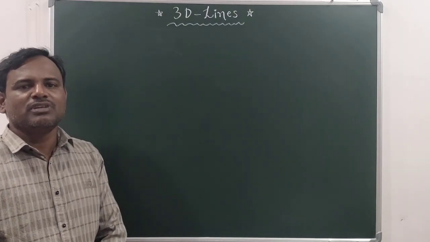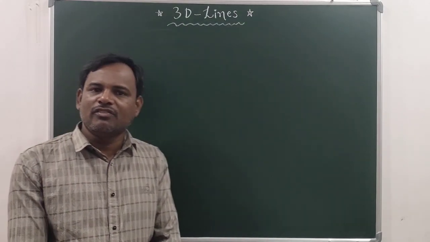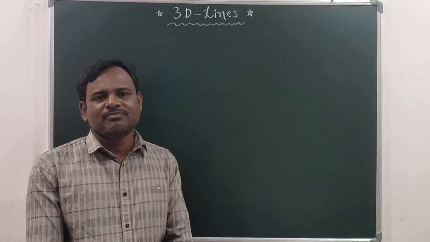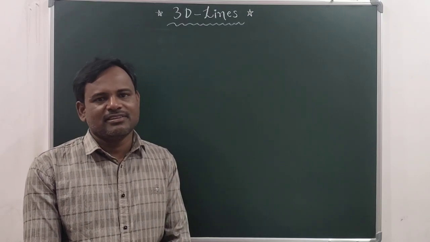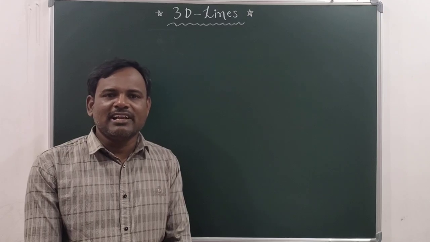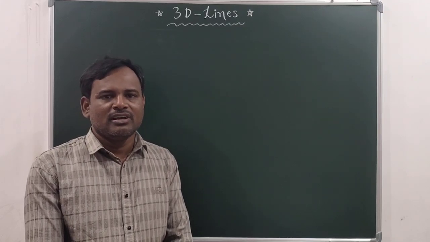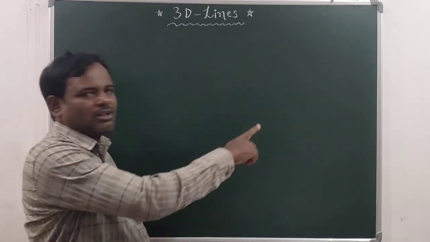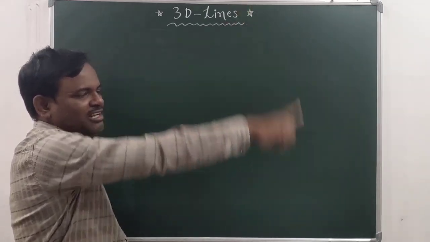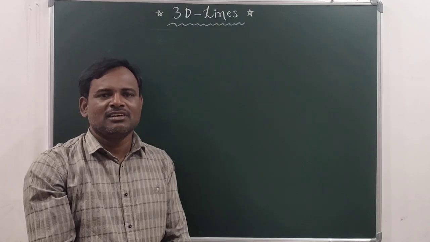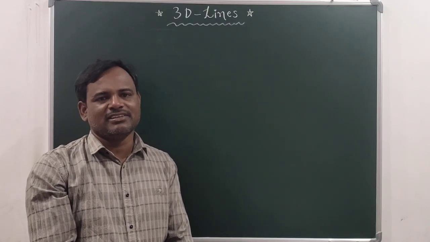If you want, observe any two consecutive walls of your room. How are they intersecting? Along a line. You call that line the corner of the room. Yes or no, students? Observe the two walls which intersect along a line. So that is an example of a 3D line.